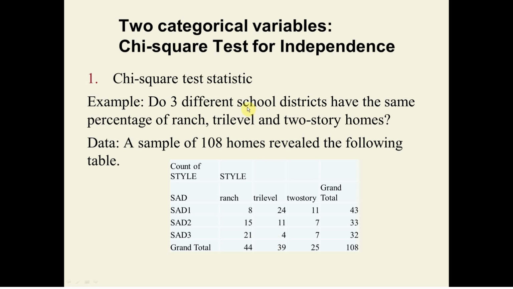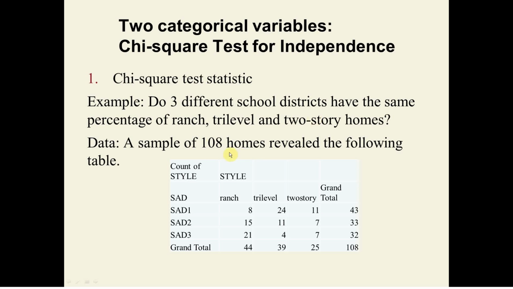What about two categorical variables? This is where people really get confused, but we could try to compare two categorical variables. When we do two categorical variables, we use the chi-square test. Here's an example. Let's say we're looking at our real estate data and we want to say, do 3 different school districts have the same percentage of ranch, tri-level, and 2-story homes? So how would we figure that out?